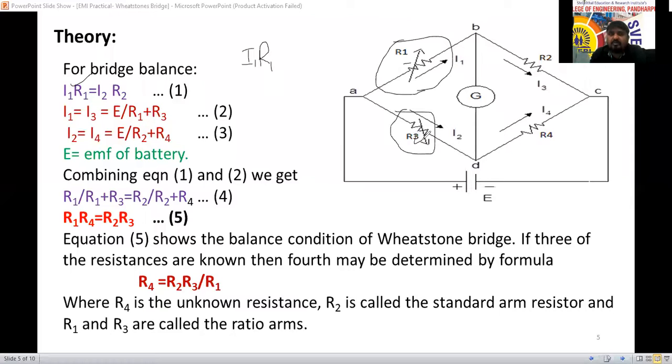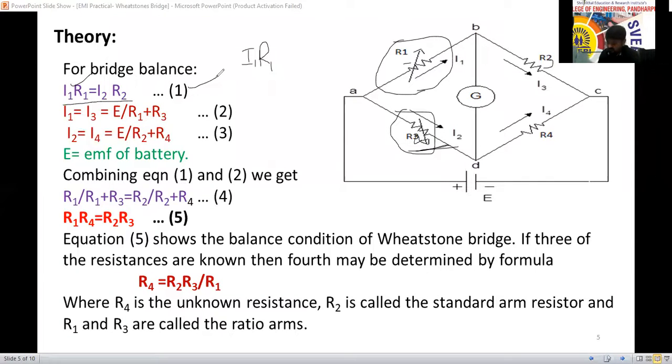R2 we can consider here. This one you consider as R2 and this is R3. So voltage drop across this R2 equals I2 R2. You can write like this. If both potential differences are equal, then the current flowing through the galvanometer will be 0, so it is the balanced condition. Now I will consider I1 R1 equal to I2 R2. That is equation number 1.